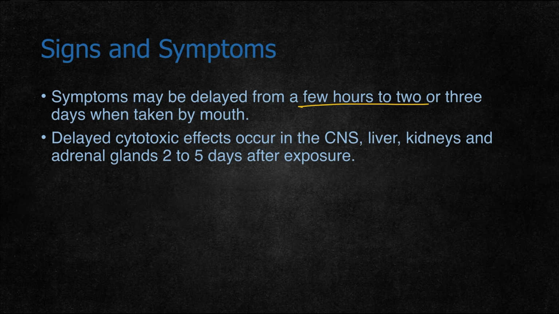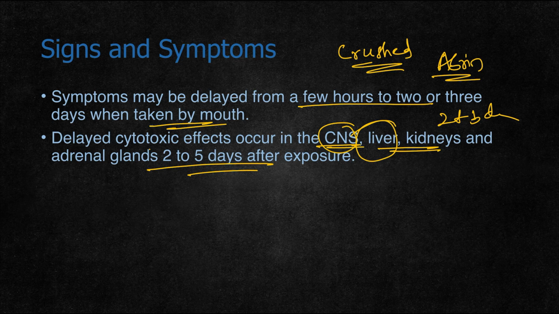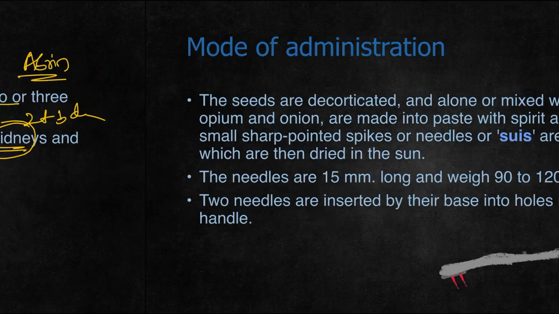Symptoms may be delayed for a few hours to 2 to 3 days when taken by mouth. Depending on how much the seeds are crushed and how much abrin is present in the blood, the symptoms differ, and they may last from a few hours to 2 to 3 days. Delayed cytotoxic effects occur mainly in the CNS, liver, kidneys and adrenal glands 2 to 5 days after exposure. So CNS symptoms become more prominent, and the liver and kidneys also get affected.